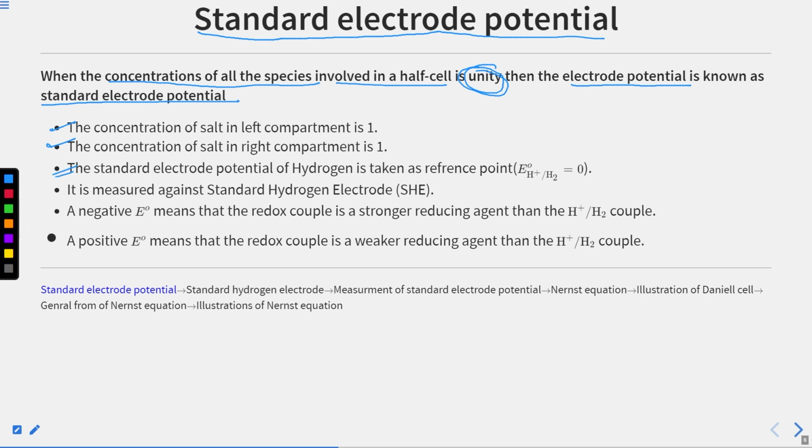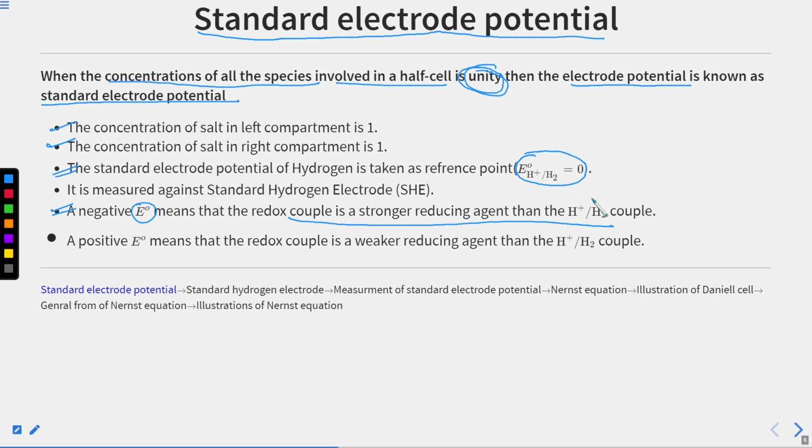Now, two things are to be noticed here. First, if we are getting a negative E0 value, it means the redox couple is a stronger reducing agent than H plus or H2. So if you are getting a negative electrode potential, then we will consider that it is a stronger reducing agent. How are we considering this? First of all, we are taking the standard EMF of H plus or H2 as 0, right? So we are considering it at 0.